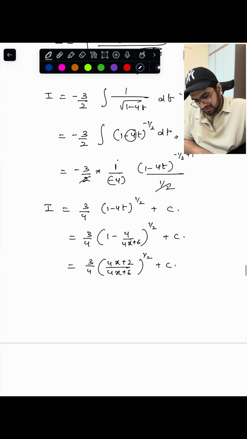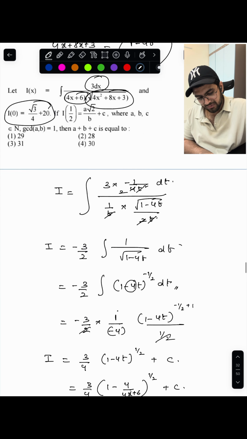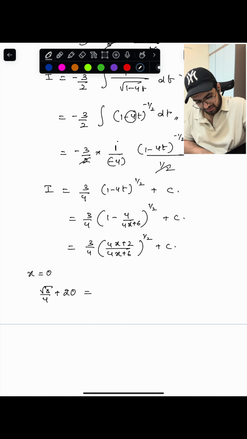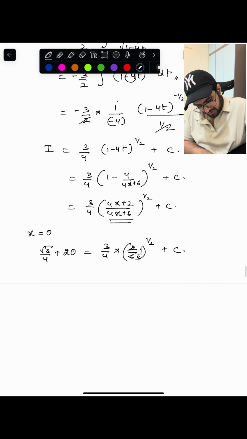So already here it is given I of 0. Here I of 0 is root 3 by 4 plus 20 is given. So if you put x equals 0, that value is I of 0 equals root 3 by 4 plus 20. So if you substitute here 3 by 4 into 2 by 6 whole power 1 by 2 plus c. That means 1 by 3. So that means 1 by root 3 cancels. Root 3 by 4, root 3 by 4. So c should be 20.